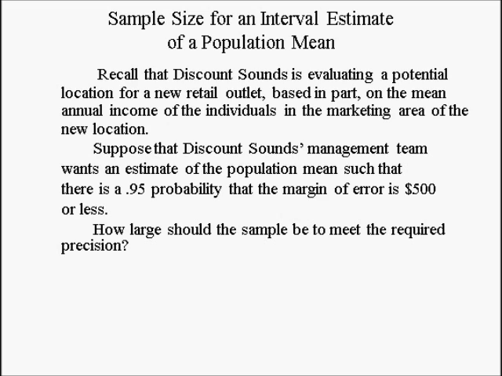Recall Discount Sounds is evaluating a potential location for a new retail outlet based in part on the mean annual income of the individuals in the marketing area of the new location. Suppose that Discount Sounds management team wants an estimate of the population mean such that there is a 95% probability that the margin of error is $500 or less. How large should the sample be to meet the required precision? Recall the population standard deviation is equal to $4,500.